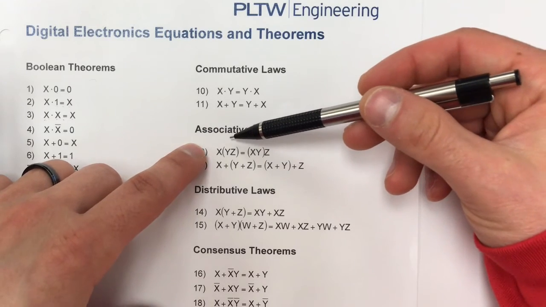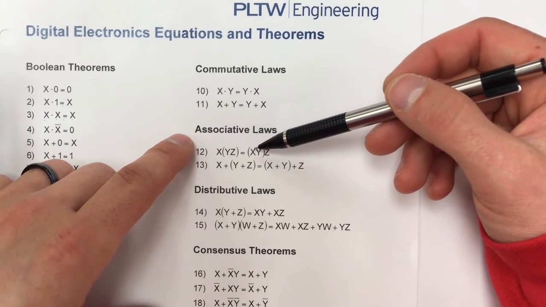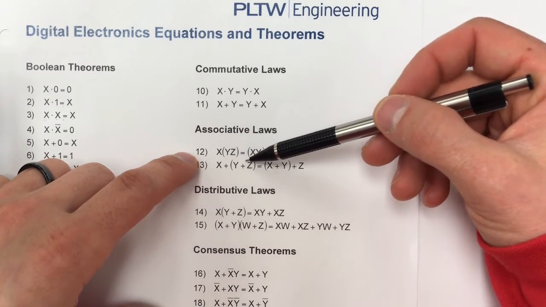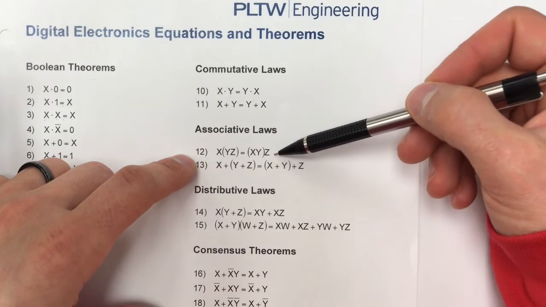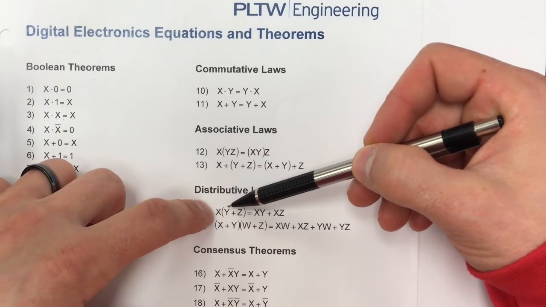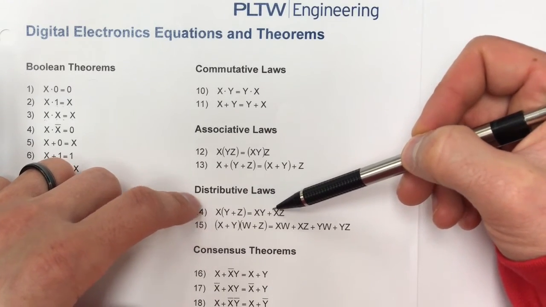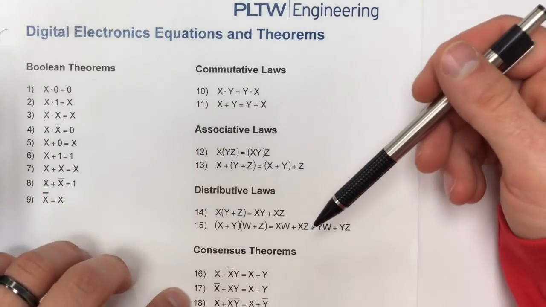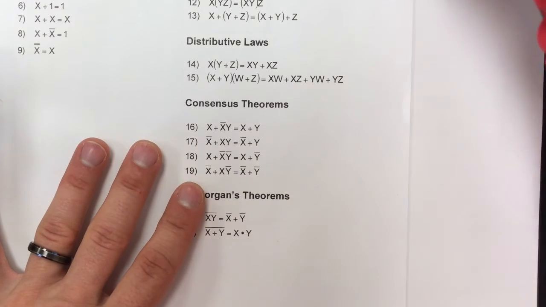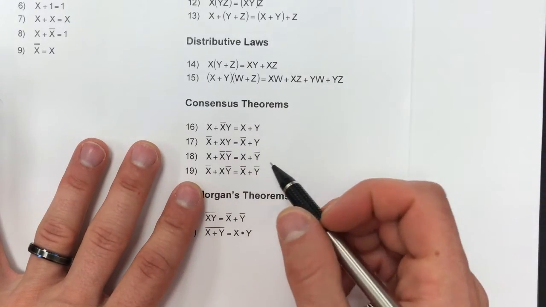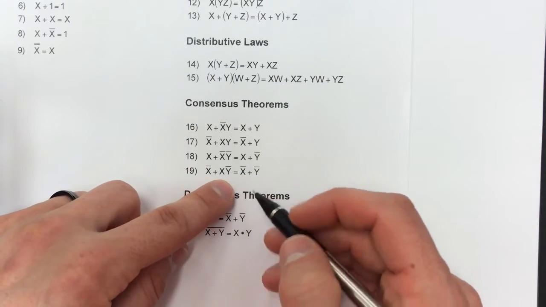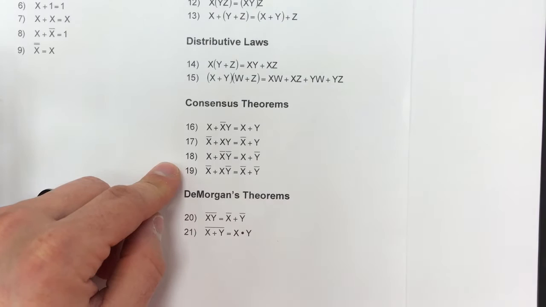Associative laws: x multiplied by yz is xy multiplied by z. X or the quantity y plus z equals the quantity x plus y, or z. Distributive: x multiplied by the quantity y plus z equals xy plus xz, and so on and so forth. Down here we have our consensus laws, which are a little bit different, and they're really handy in simplifying things pretty easily.